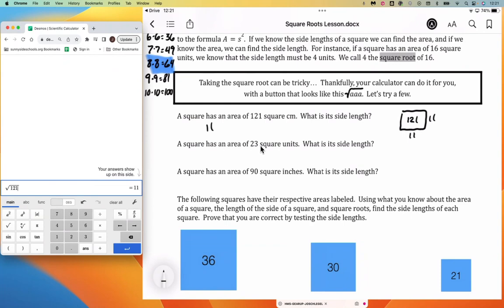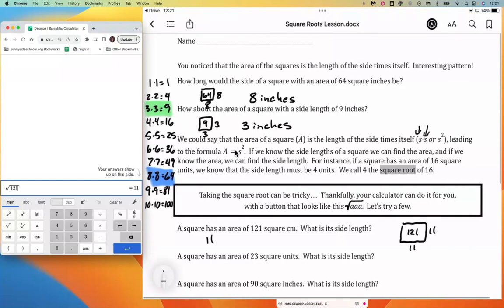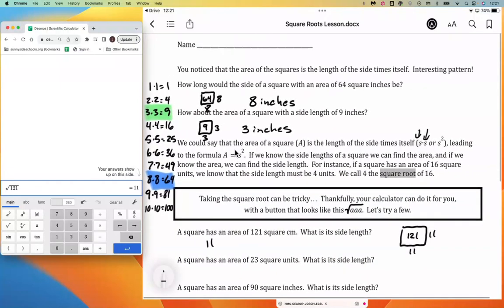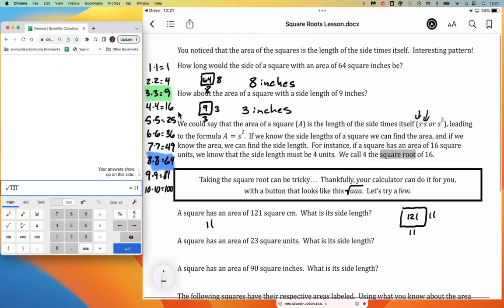Now, how about if we had an area of 23 square units? One of the things I want to do immediately right now is just get you used to this idea of estimating this. If we come back to our list, the 1, 4, 9, 16, 25, all that, we see that 23 is not there. It's somewhere between 16 and 25, and it's way closer to 25 than it is to 16. So I'm going to guess that this is going to be almost 5. It's always a good idea to make a prediction of what this should be, so that we're making sure that whatever we get makes sense.